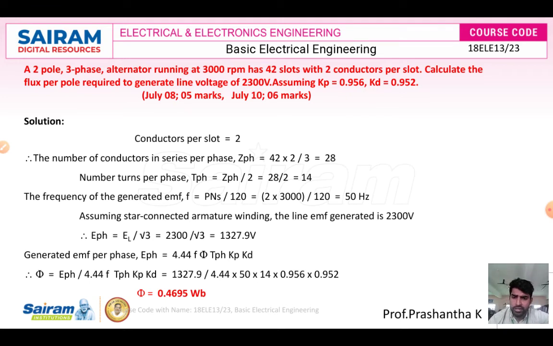The frequency of the generated EMF, f, is equal to P Ns divided by 120. So 2 into 3000 divided by 120, that is 50 Hertz. I already told you, right, how to calculate frequency: by using Ns is equal to 120 f by P, and also f is equal to P Ns by 120. After calculating this, you'll get 50 Hertz frequency. The generated EMF is around 50 Hertz, please keep it in your mind. In India, the generating frequency is 50 Hertz.